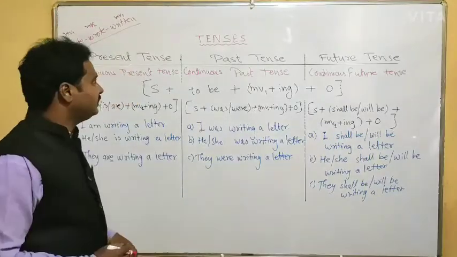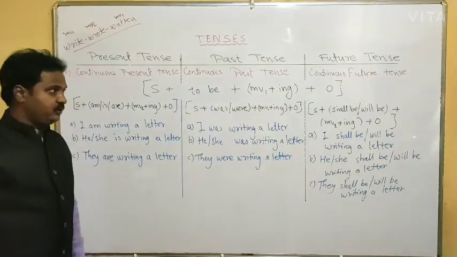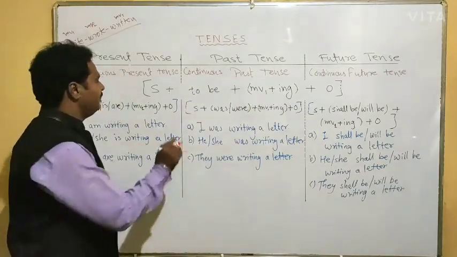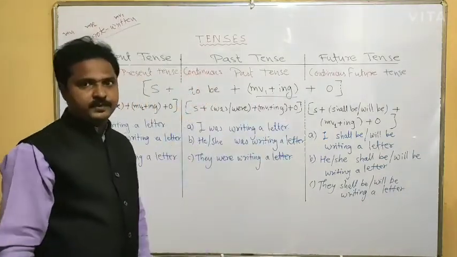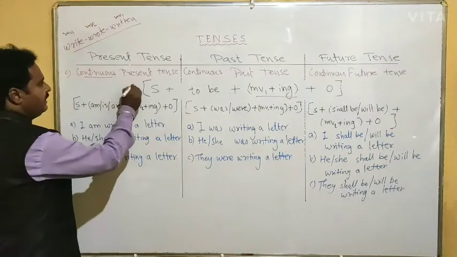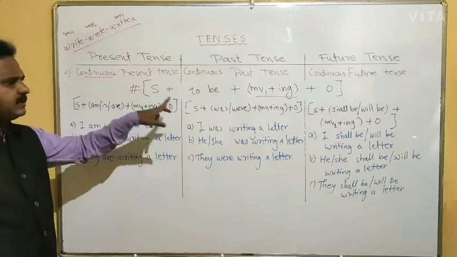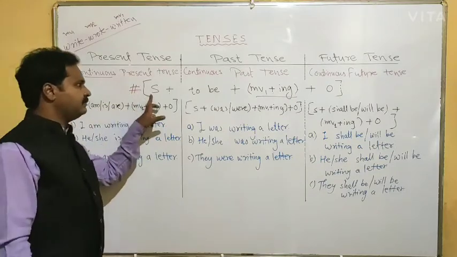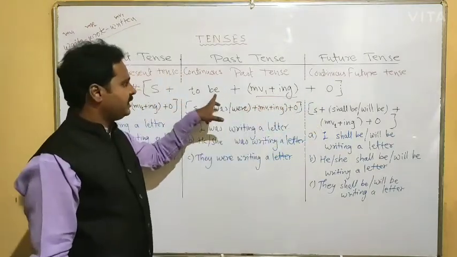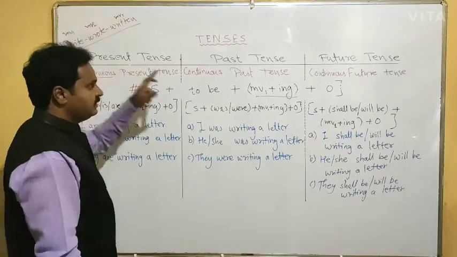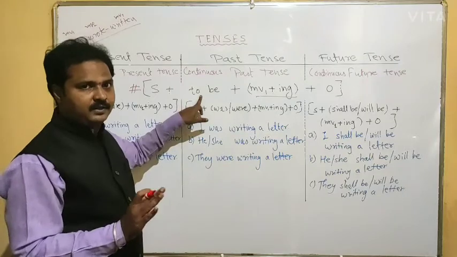Now see the second one, that is continuous tense: continuous present tense, continuous past tense and continuous future tense. Simple rule is here only. Whenever continuous happens, we have to use main verb plus ing. I have given you the structure: subject plus to be plus MV1 plus ing plus O. MV1 plus ing, that is main verb first, that is write, and ing, writing is there, and to be is am, is, are, was, were, shall, will.